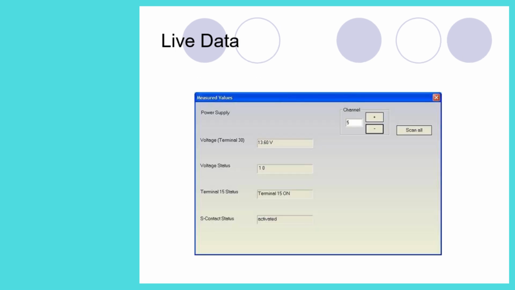This is an example of live data. It shows the voltage at terminal 30 is 13.6 volts, the voltage status is 10, terminal 15 is on, and the S contact is activated.